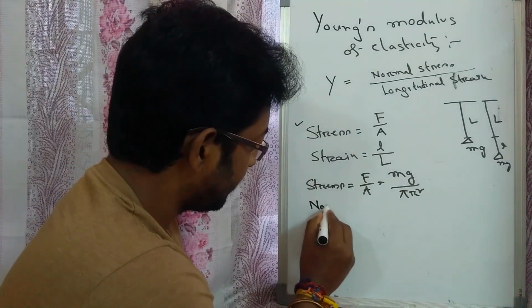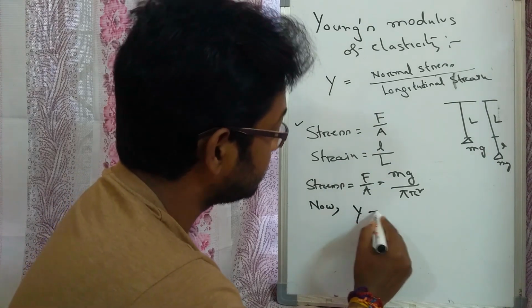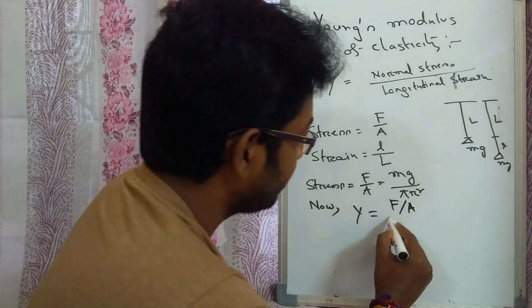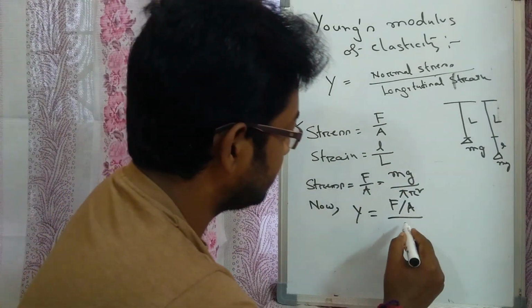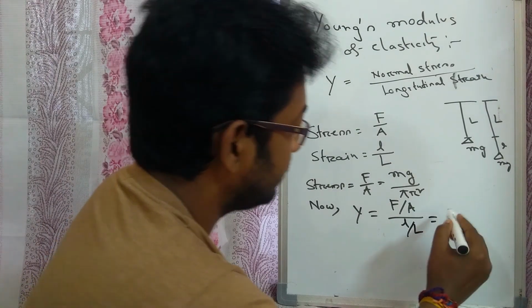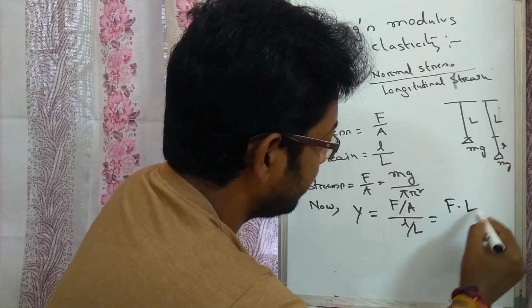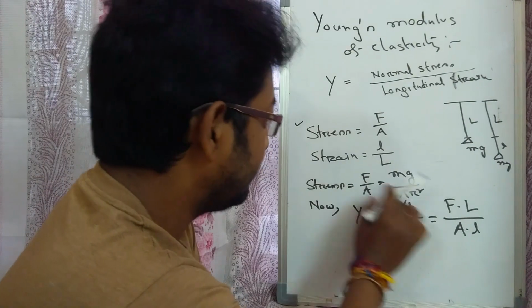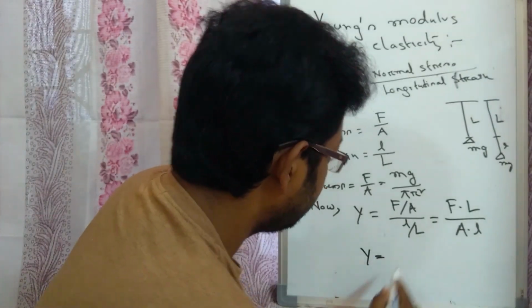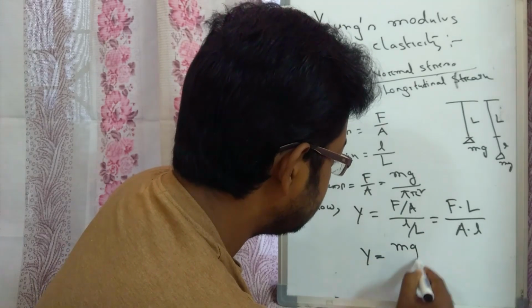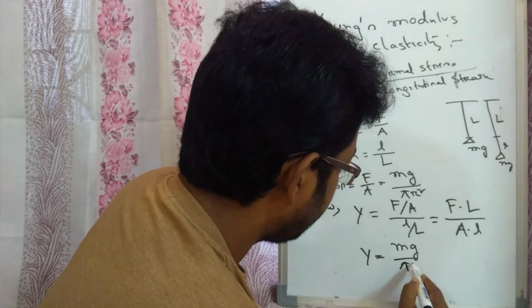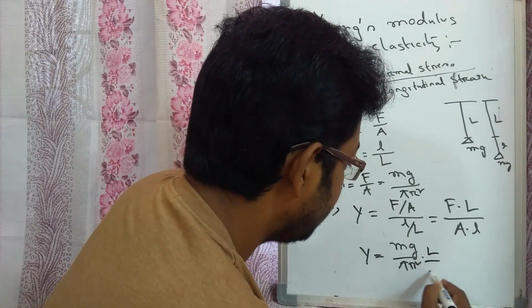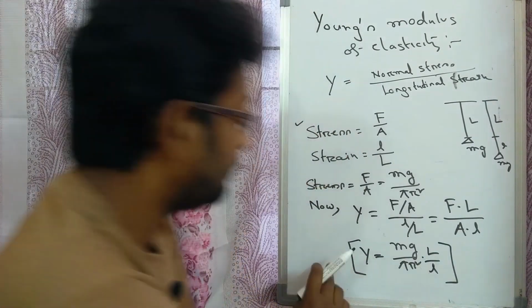Now, what is Young's modulus? We know that Young's modulus is equal to normal stress. What is the formula for normal stress? F by A. And what is the formula for strain? Longitudinal strain is small l by capital L. So we can write it like this: F into capital L, over A into small l. So what is the value of F by A? We can write F equal to mg by pi r square. So Y equals mg by pi r square into capital L by small l. So this is the formula for Young's modulus.